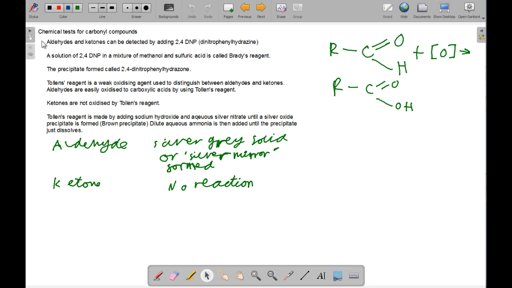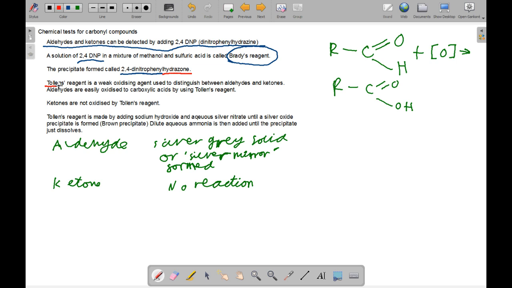Okay, so chemical tests for carbonyl compounds. Aldehydes and ketones can be detected by adding 2,4-DNP. DNP stands for dinitrophenylhydrazine. So a solution of 2,4-DNP in a mixture of methanol and sulfuric acid is called Brady's reagent. This is used quite often in analysis for aldehydes and ketones. And the precipitate formed is called 2,4-dinitrophenylhydrazone.